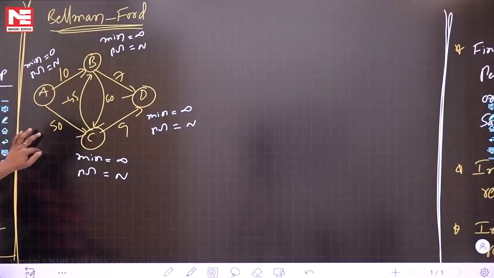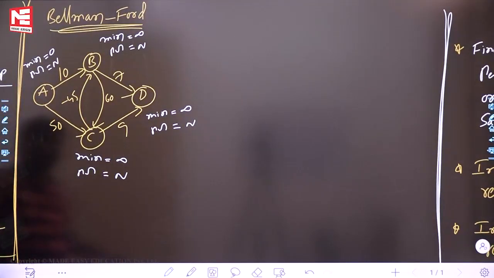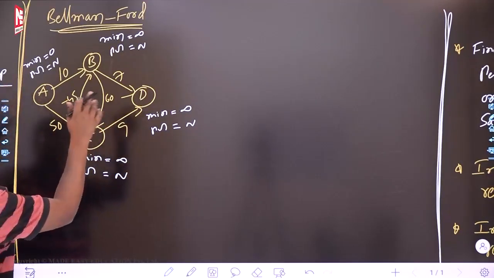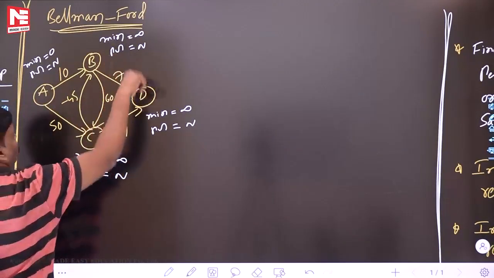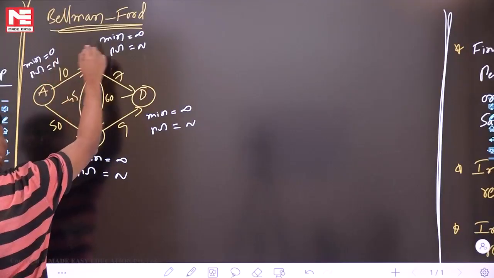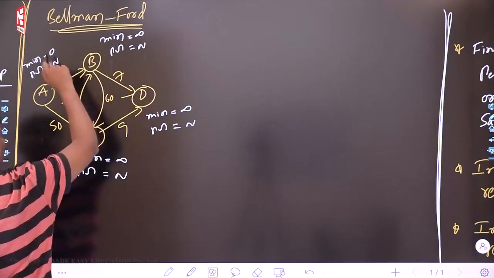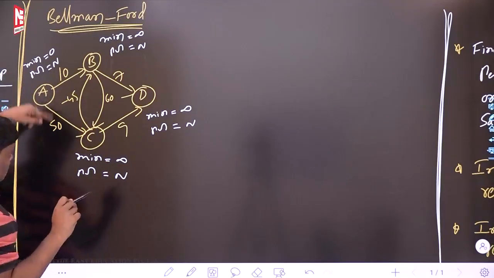To explain this one clearly, maybe I said something before, maybe I am saying something afterwards also, but concentrate here only. First step: at every vertex, keep two values, minimum and parent. For all of them infinite and null, for the first one 0 and null as usual. Now see the second step.